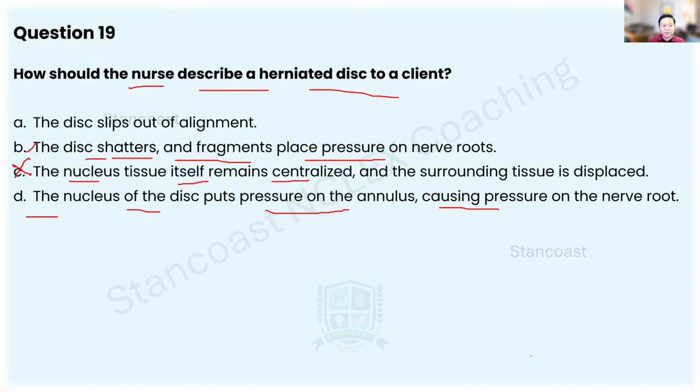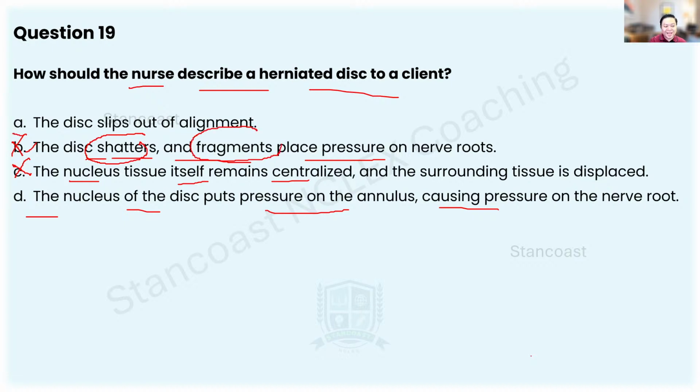What about letter B? The disc shatters and fragments, place pressure onto the nerve roots. Are there any fragments? No, there is no fragmentation because the disc will not shatter. It is the nucleus just herniating. Remember about the protrusion? These are two different things. There is no shattering. This is a gel-like structure. It will herniate. So letter B is wrong because of the word shatters. There's no fragmentation as well.